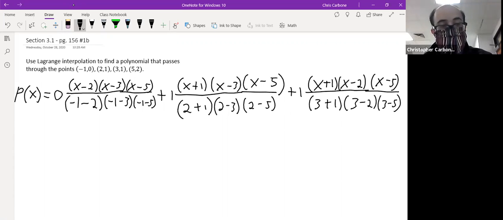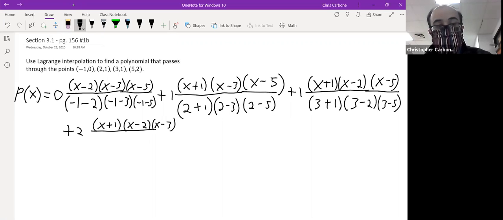And then finally, we would have +2 times, and then we go through these ones. So this is going to be x plus 1 times x minus 2 times x minus 3 divided by 5 plus 1 times 5 minus 2 times 5 minus 3.